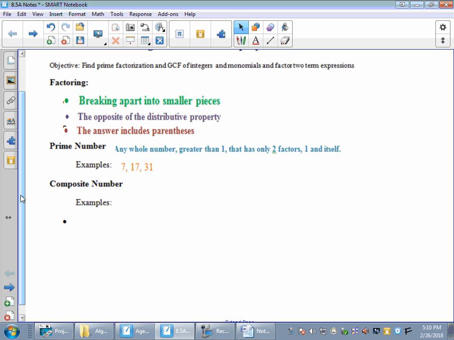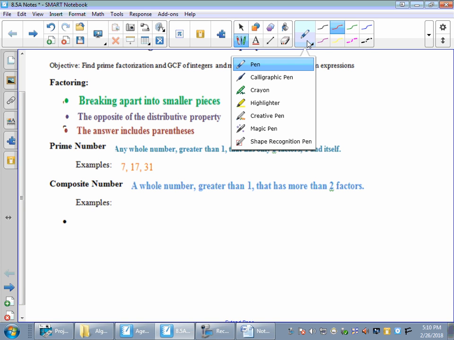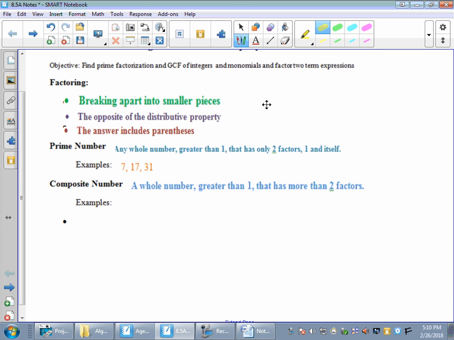Of course, almost everything in math has some sort of opposite. The opposite of prime numbers is what we call composite numbers. It's a whole number greater than 1 that has more than 2 factors. So let's highlight our differences here. Prime numbers have only 2 factors. Composite numbers have more than 2 factors. Some other examples of composite numbers could be 9, 16, or 18.